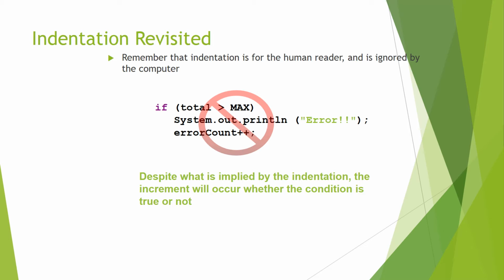Let's look again at indentation. Remember that indentation is for the human reader and is ignored by the computer. Now here's an example of what not to do. You have basically your statement lined up, but if a programmer comes in after you have coded this, it may cause confusion as to what your intentions were. Despite what is implied by the indentation, the increment will occur whether the condition is true or not.